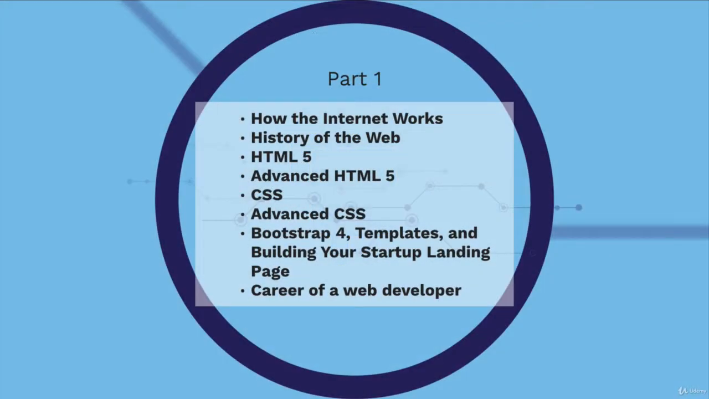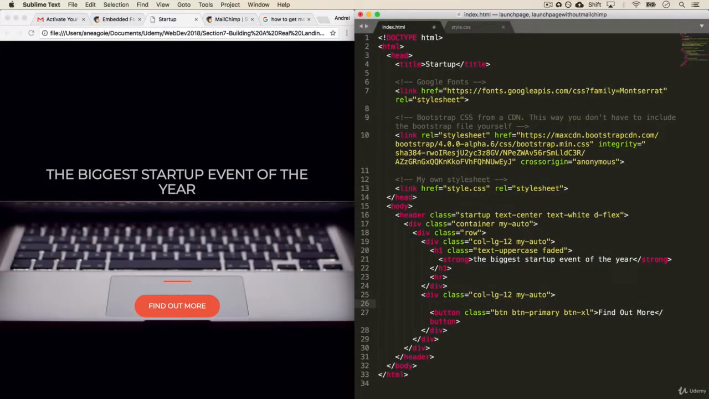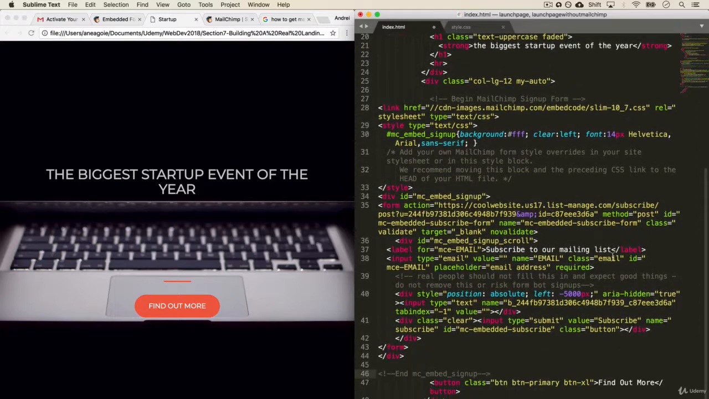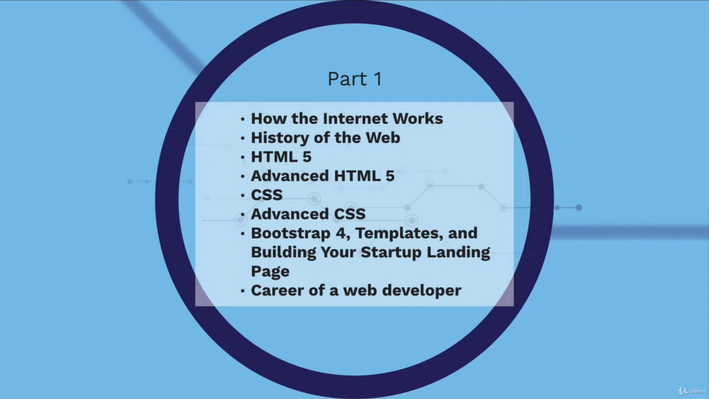Once we've mastered how to work with websites using HTML and CSS, we'll then start learning about Bootstrap 4, templates, and building your own startup landing page that accepts emails and will actually store the emails of users who are interested in your startup. A very useful skill that you will definitely need in your career, or if you have a business idea that you want to pursue. And I'll show you how some freelancers are making a living working remotely using just these tools and how you can use them as well.